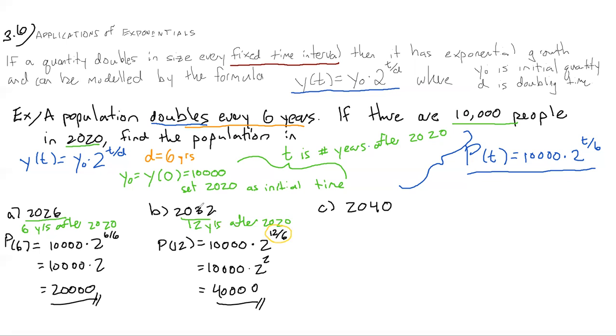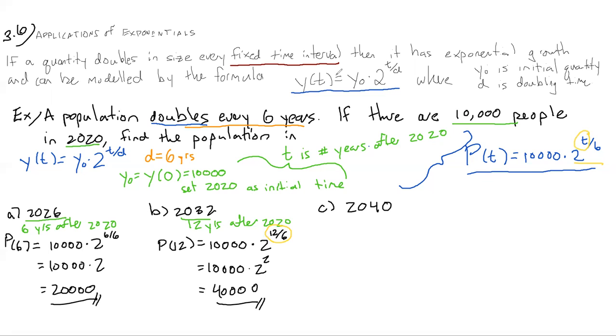If 0 years pass, then in the exponent up here that's a 0, and 2 to the 0 is equal to 1. So you're left with the initial population. And then after that, it starts calculating how many doubling times pass. So that's what that exponent does.